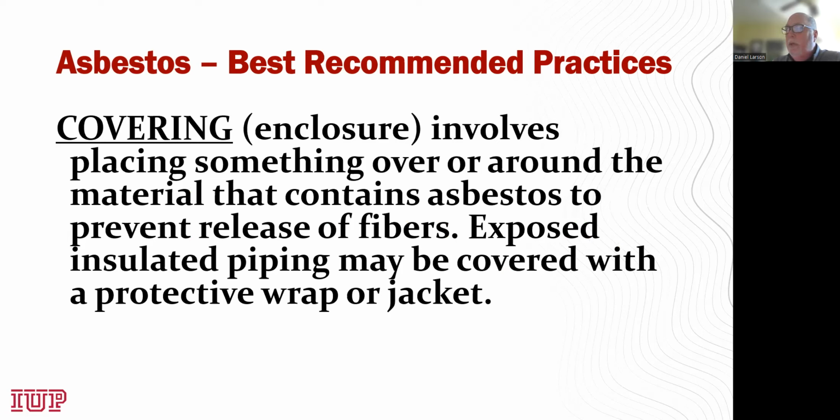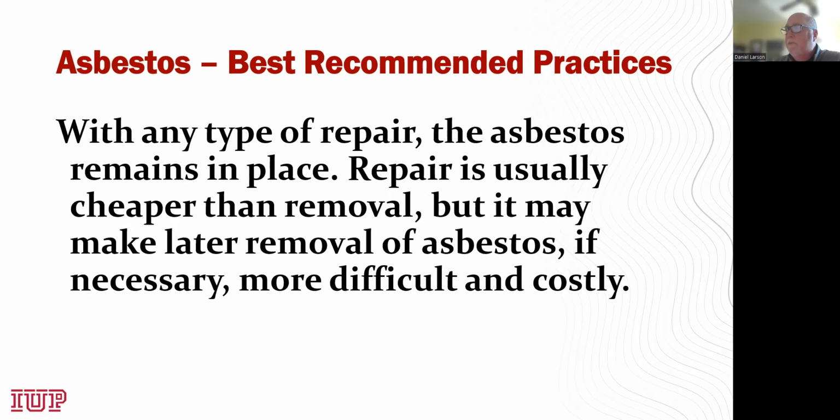There's also enclosure. This involves placing something over or around the material so that the asbestos is contained inside that enclosure, and there will not be any exposure to the asbestos. Sometimes you'll see insulated piping covered with a protective wrap or a metal jacket. With any type of repair, asbestos remains in place. And although repair is usually less expensive than removal or abatement, somewhere down the road you still may need to remove it or abate it. And it could be more difficult and more costly at that time.